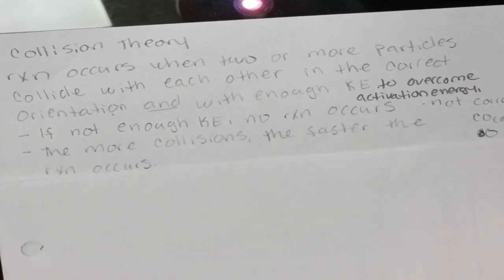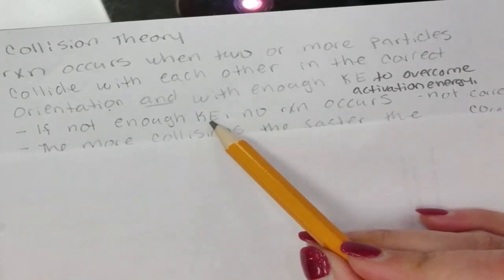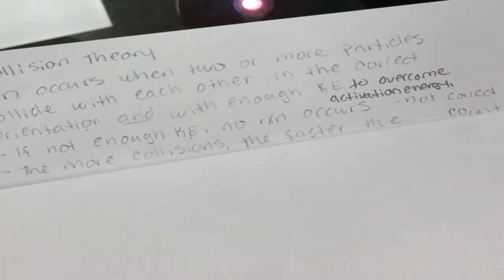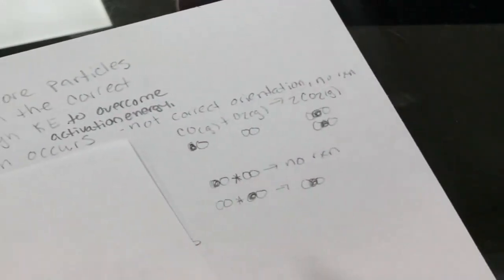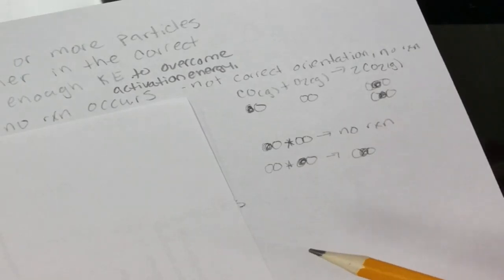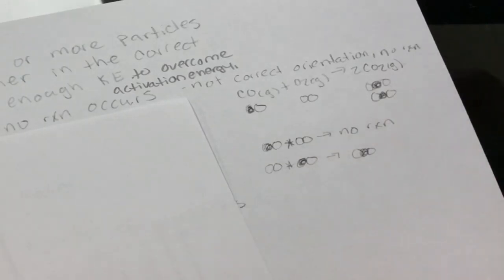All right, activation energy being the amount of energy needed to get a reaction started. If there's not enough kinetic energy, then there's going to be no reaction. If we are not colliding in the correct orientation, again, no reaction. So both things must happen. We have to have enough kinetic energy to overcome activation energy and the correct orientation.